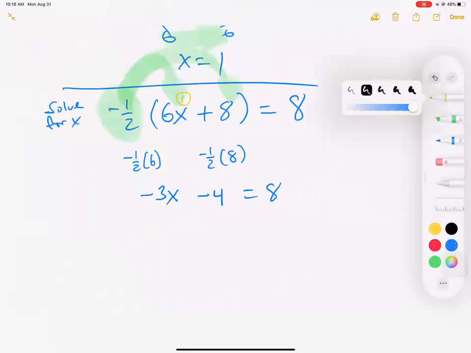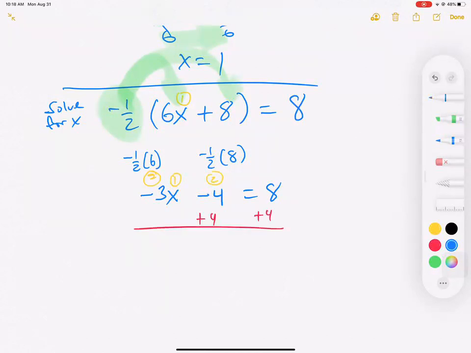Now we use our identifying of my variable, and then I have to get rid of the 3 and the 4. How to get rid of a minus 4? We add 4 to both sides. Negative 3x equals 12.